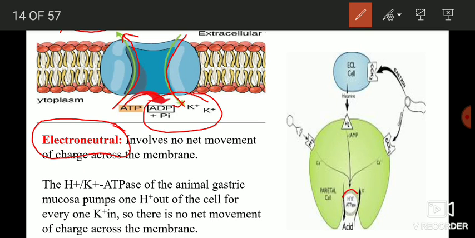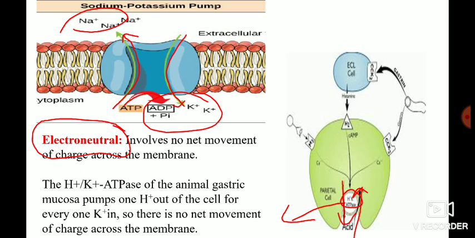Here you can see this is the H positive, K positive ATPase pump of the animal gastric mucosa, okay? It moves 1 H positive ion outside the cell and 1 K positive ion inside the cell, so that there is no net movement of charge, no net separation of charge, or you can say there is no net charge difference between the inside of the cell and the outer side of the cell. This type of pump is known as an electroneutral pump, okay? This is all about primary active transport. I hope you all understand this.